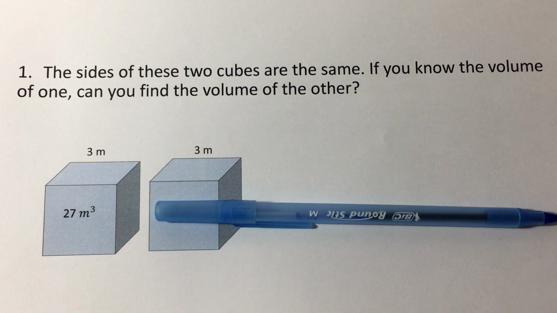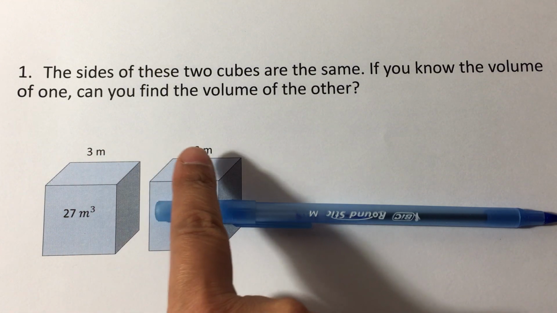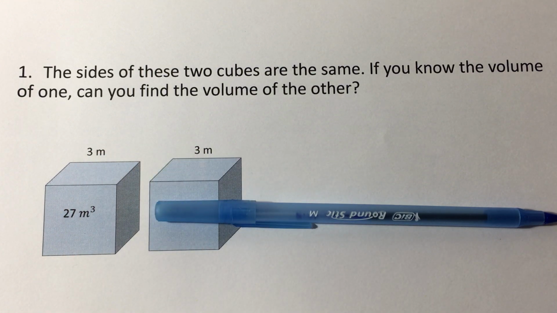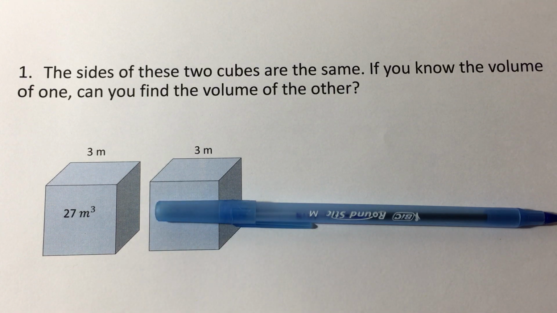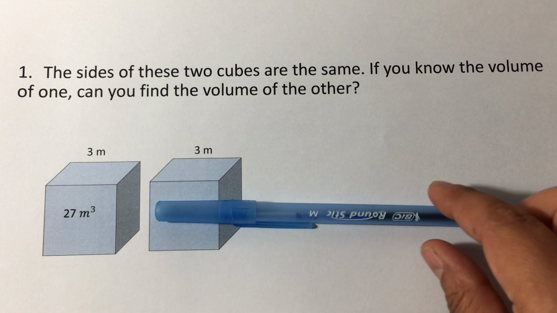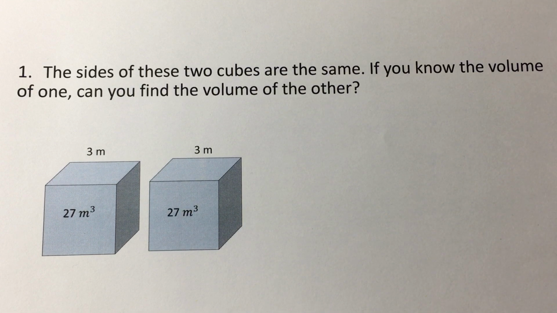For number 1, it says the sides of these two cubes are the same. 3 meters, 3 meters. If you know the volume of one of them, can you find the volume of the other? Well, because they have the same dimension, we know that it's going to be the same, right?